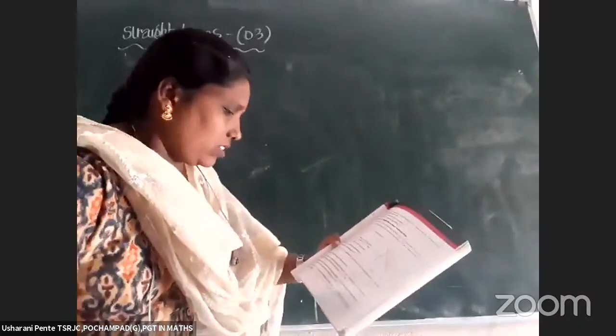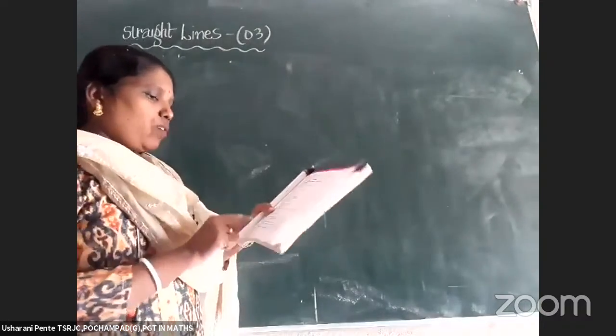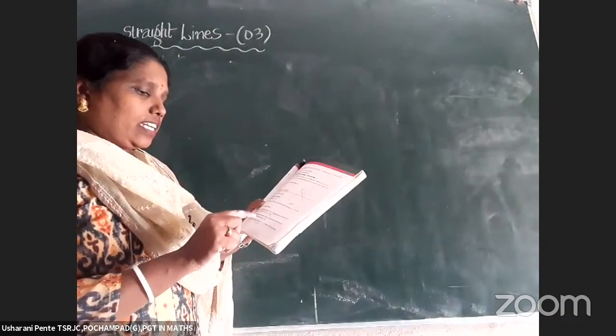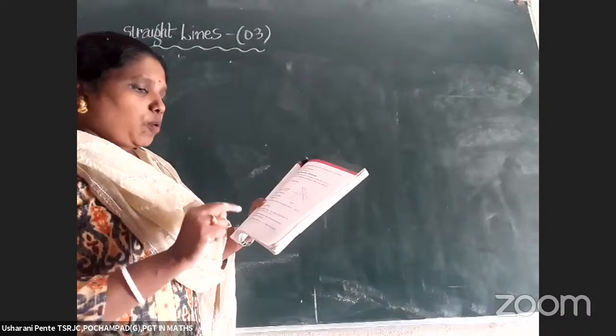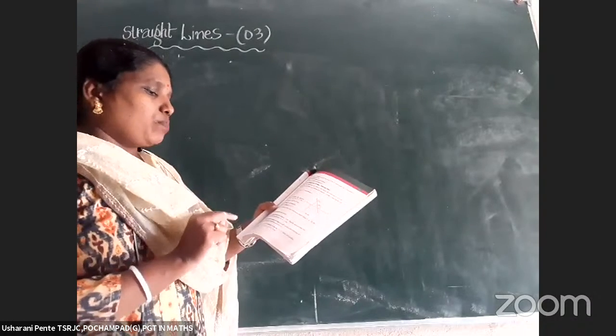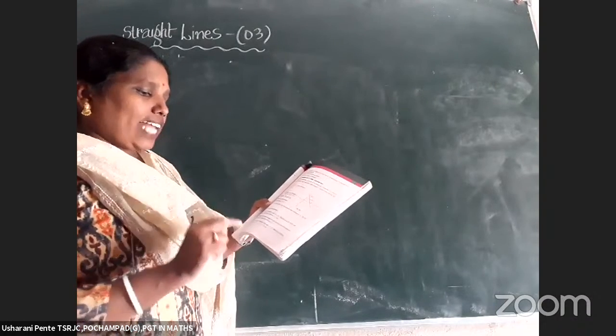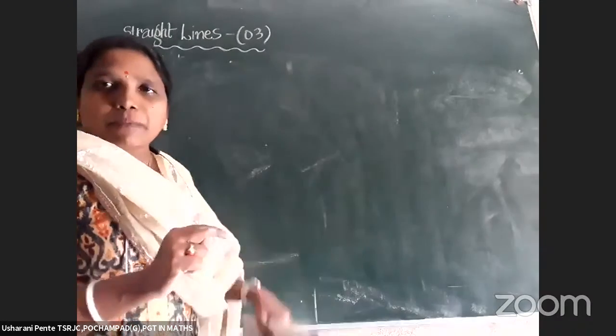Equation of the line passing through the origin. Next, we are taking a problem. Find the equation of a straight line making an angle of 120 degrees with the positive direction of the x-axis, measured counterclockwise, and passing through the point (0, -2).